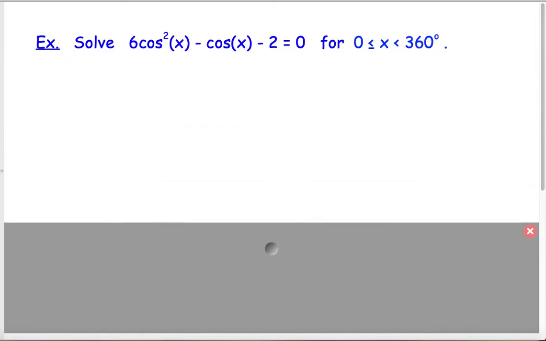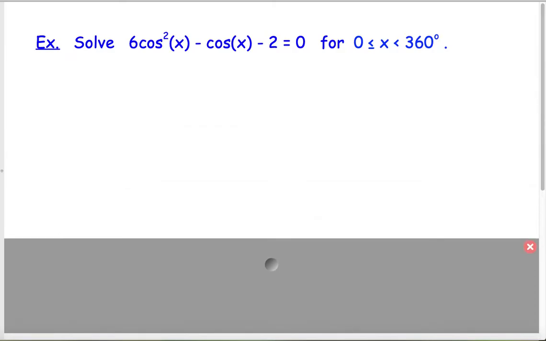And we've done something like this before. When we look at this, we have 3 terms. It looks like a trinomial or a quadratic. And so, if you're still having trouble looking at that as a quadratic, think of it as 6a squared minus a minus 2 equals 0. Can you factor that? Well, I think we can.